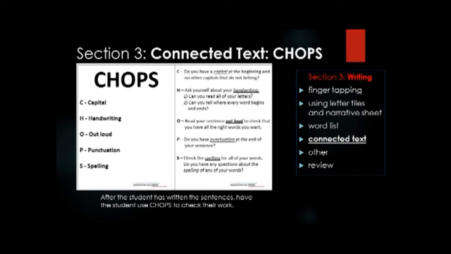O stands for out loud, so the student's going to read the sentence out loud. P is for punctuation, so we'll make sure that they put a period on the end. And then spelling, they will self-check this by, I'll give them a sheet that has the sentence on it, and then they can check each word to make sure it's spelled correctly. So CHOPS is really nice because once the students realize what those five letters stand for, it's a way they can self-check their own work.